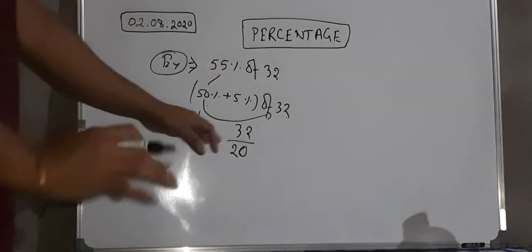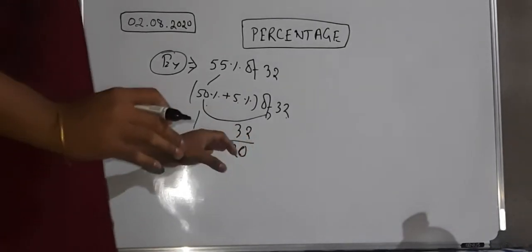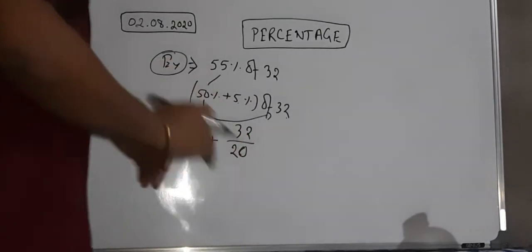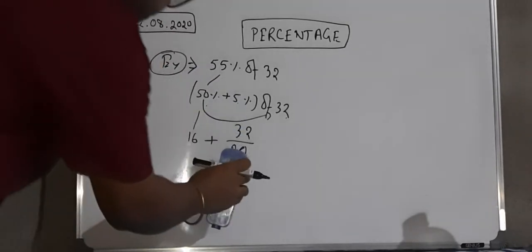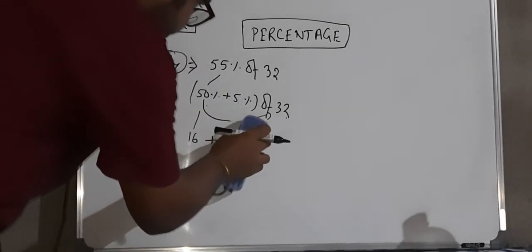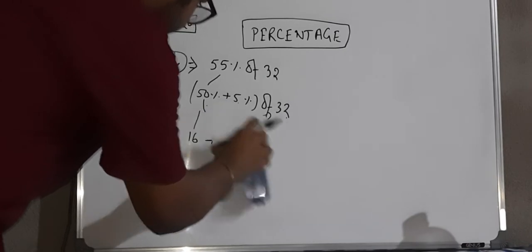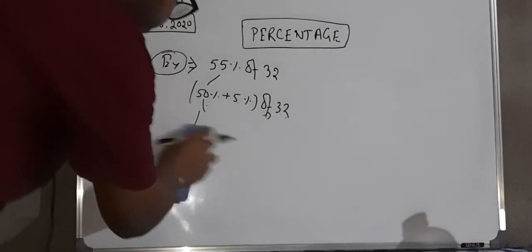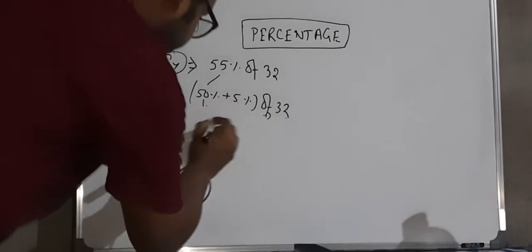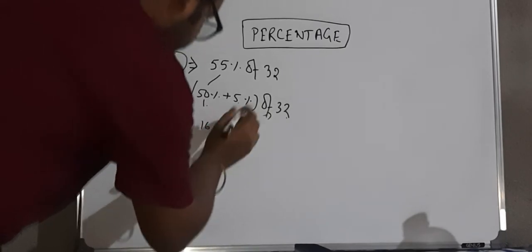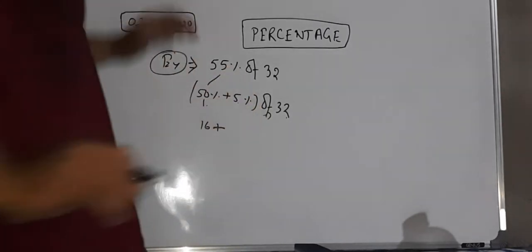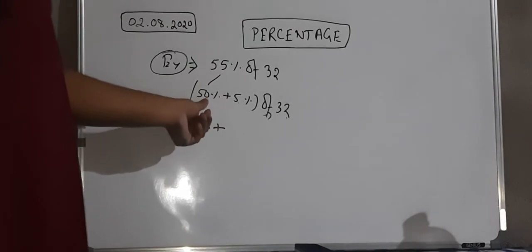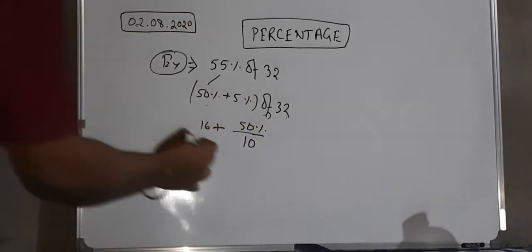But again, if you compare 5% and 50%, 5% is basically 1/10 of 50%. 5 is 50 by 10. 50% of 32 is 16, right? 16 plus 5, you can write it as 50 by 10%, 50 by 10% of 32.